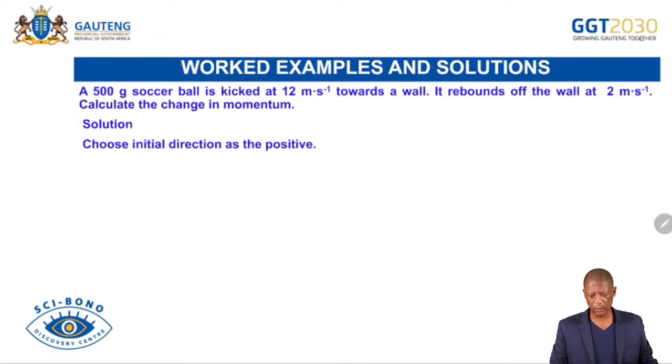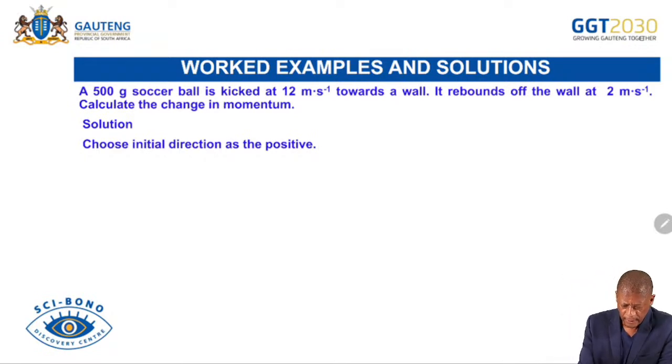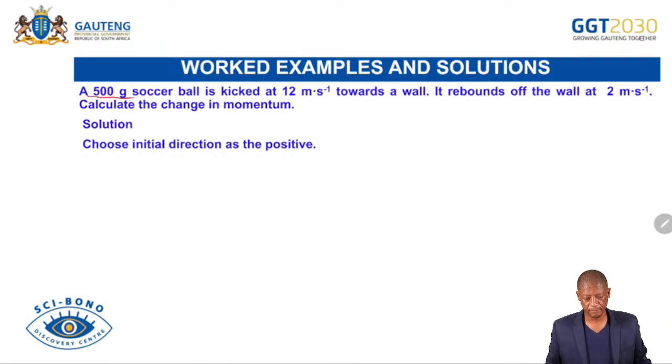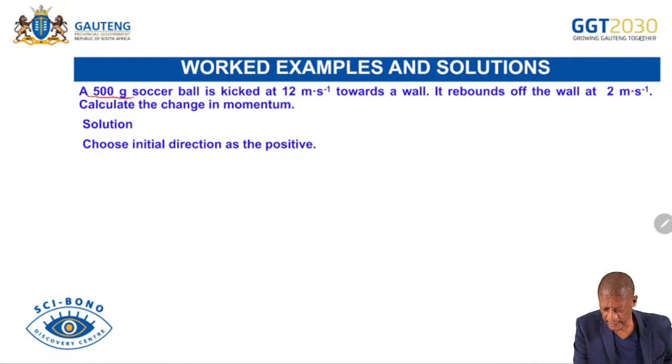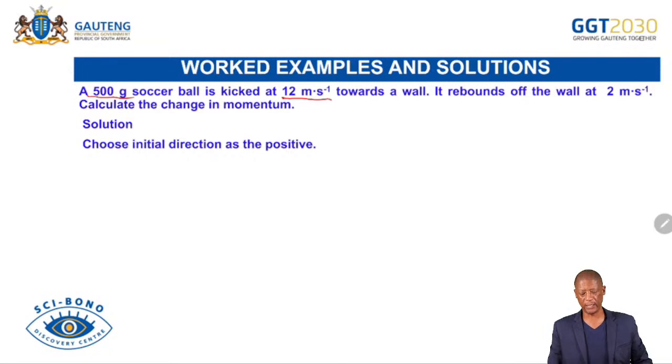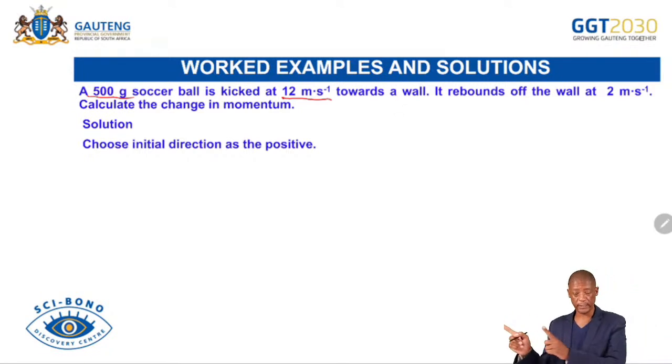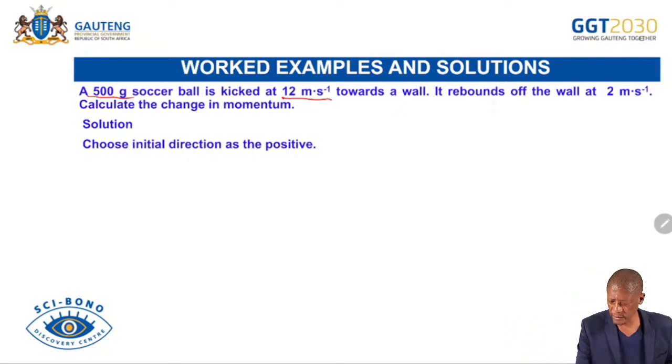Now, the worked example. They say a soccer ball has a mass of 500 grams and is kicked at 12 meters per second towards the wall. It goes towards the wall, and then it bounces off the wall at 2 meters per second. Calculate the change in momentum.